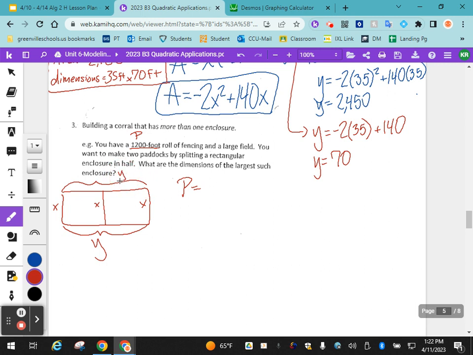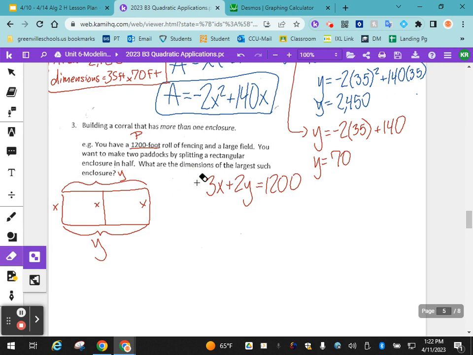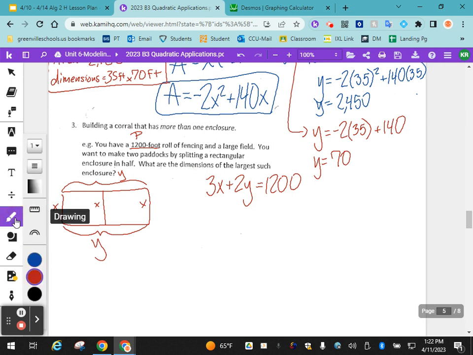So these would be your y's. It'd be 3x plus 2y equals our perimeter. So that is our perimeter equation.